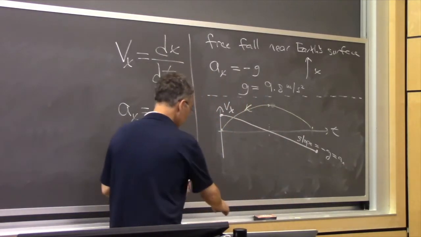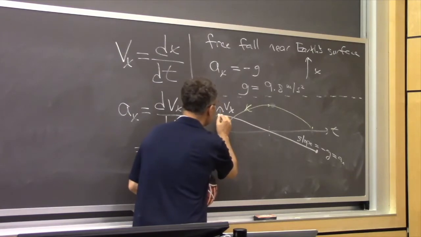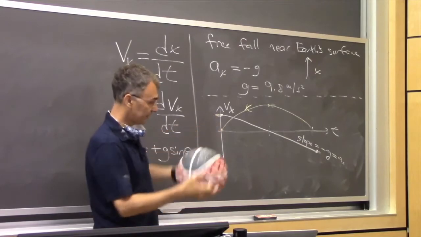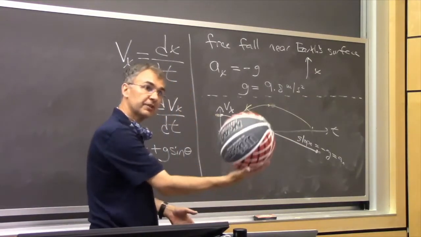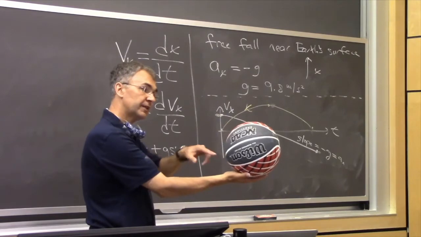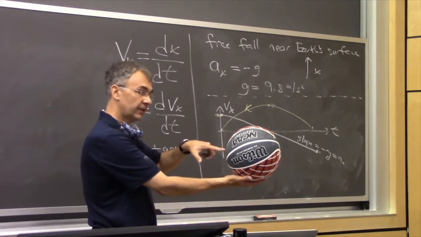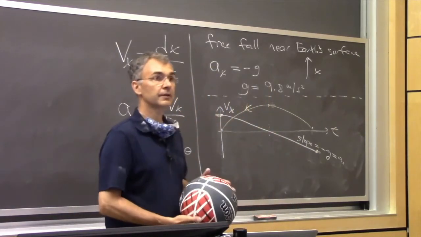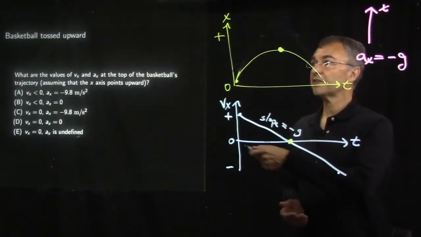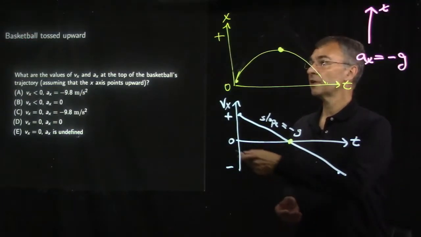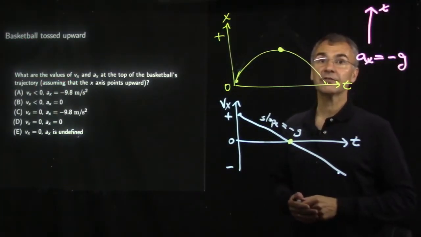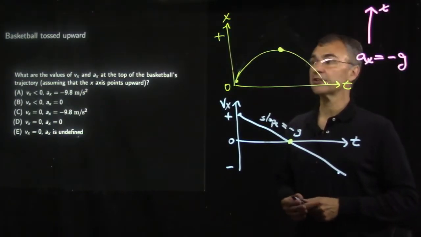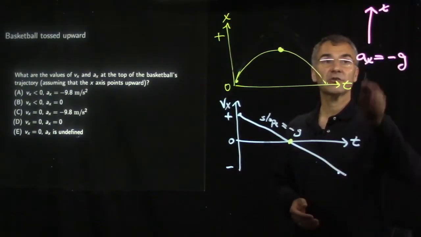Now you say, well, what if you could look in time, like a little bit before I threw it, or a little bit after I caught it? Yeah, then something different would be happening, because somehow my hand is abruptly changing the ball's velocity. But from the instant just after I release it until the instant just before I catch it, the acceleration is a constant minus g. So for that basketball tossed upward, what are the values of v sub x and a sub x at the top of the basketball's trajectory, assuming the x-axis points upward?